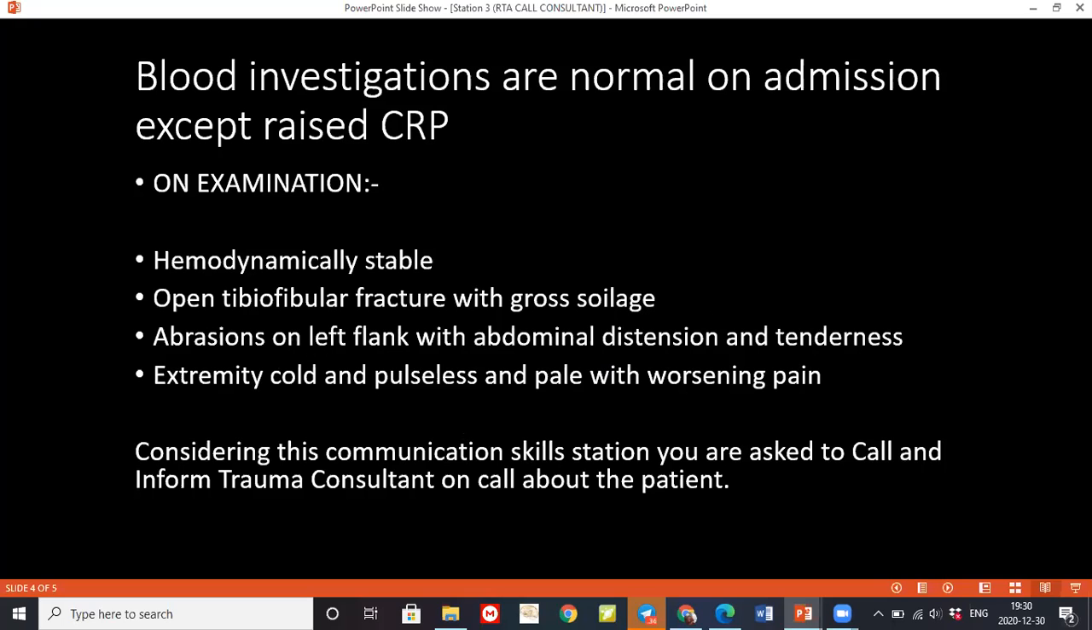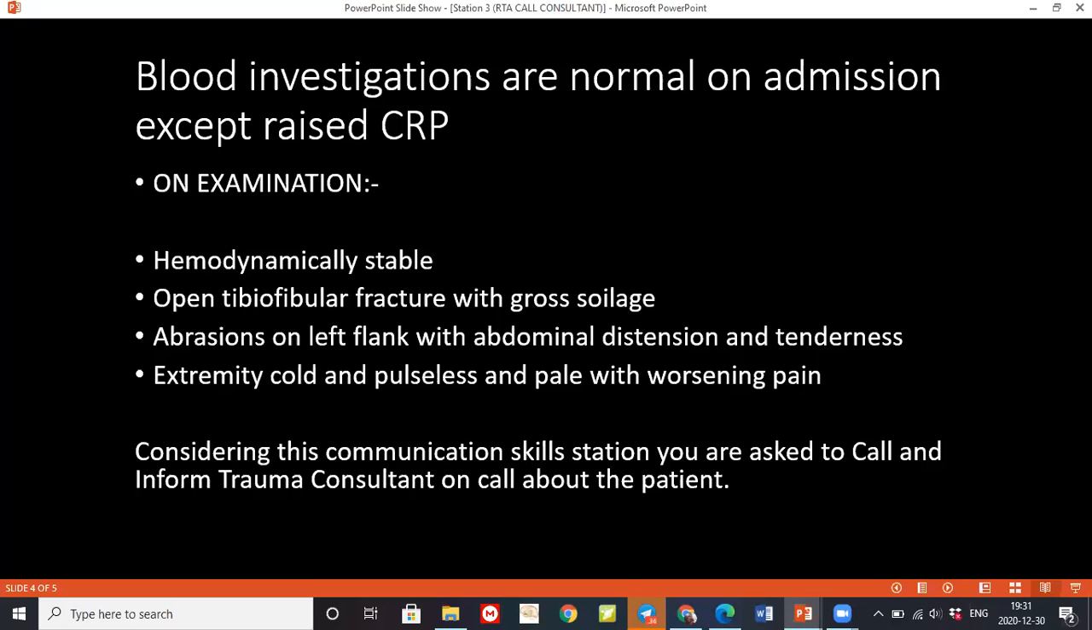For the pulseless foot, I have to do the CT angiogram, or angiography, and embolectomy. Yes. And exploration by the vascular surgeon. What will you do before sending the patient to the theater actually? So I have to do the ABPI, like the Doppler, as preoperative preparation.